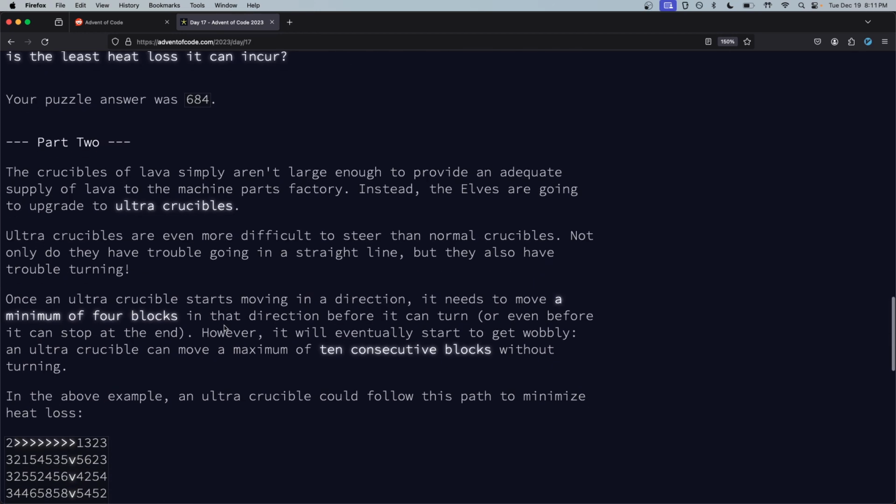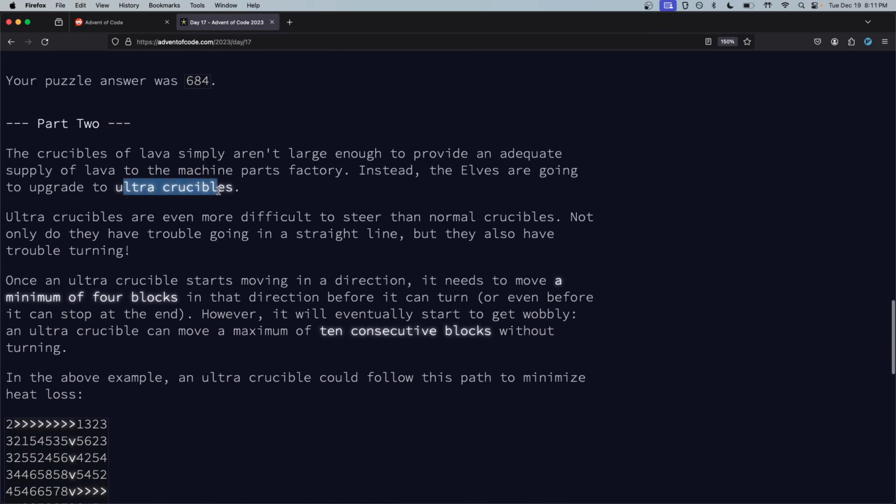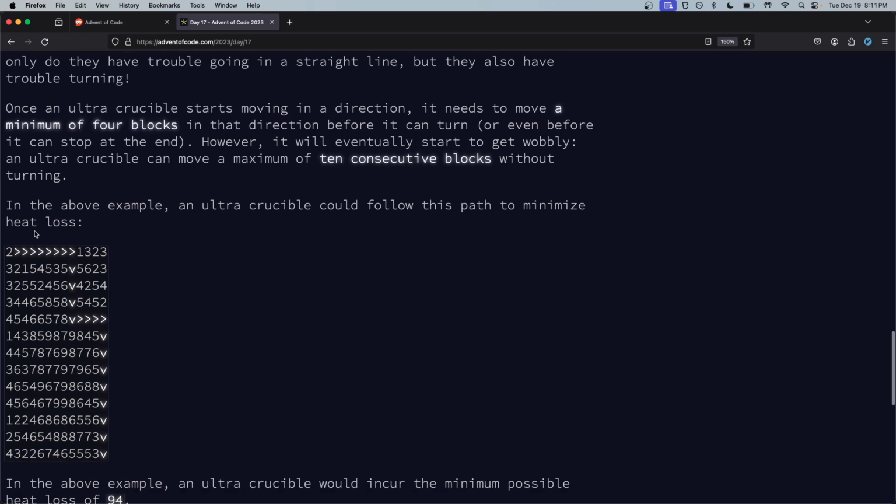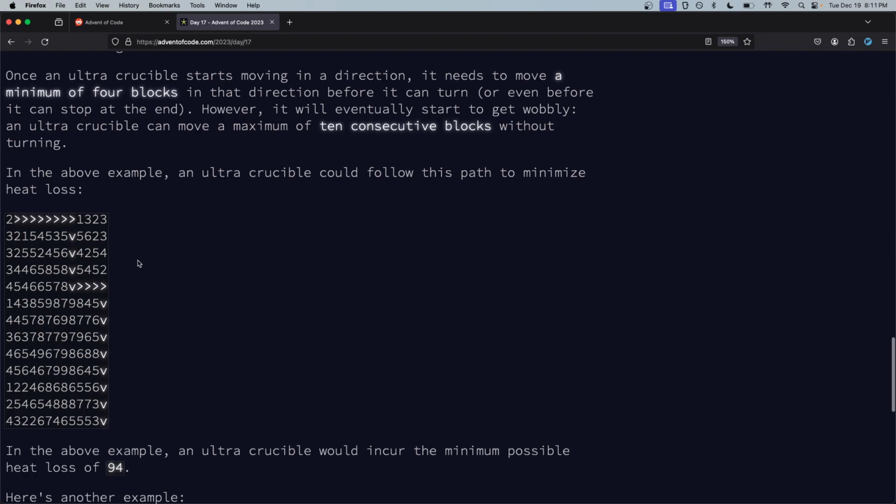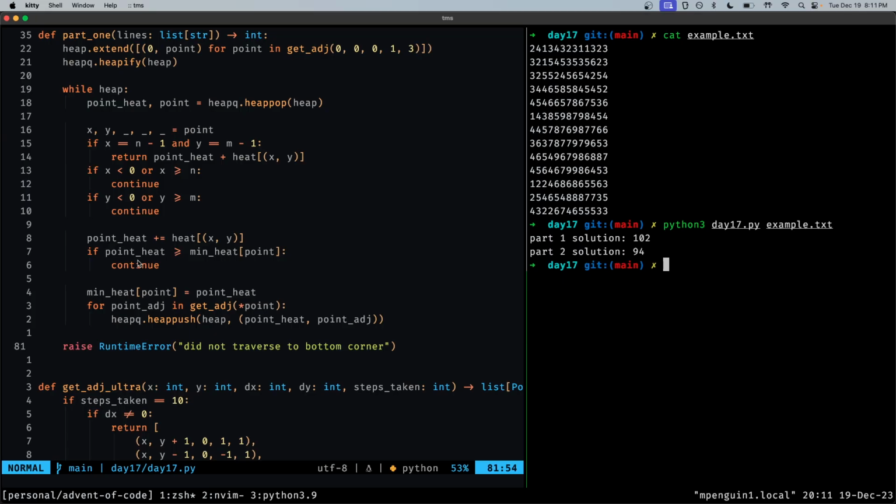Now let's move on to part two. In part two, we're dealing with ultra crucibles, which function slightly differently in that they must go at least 4 blocks in the same direction before turning, but no more than 10. And so essentially, we have a path that looks like this through our example, where we can see that we're going in longer stretches, but they're of minimum length 4 and maximum length 10, of course. So let's see how that's implemented.